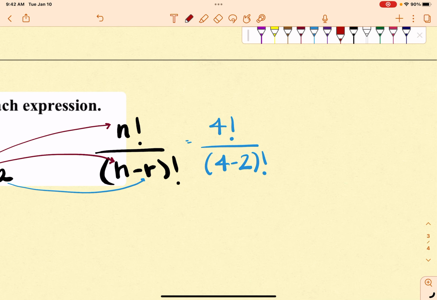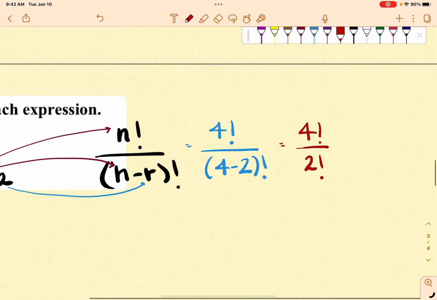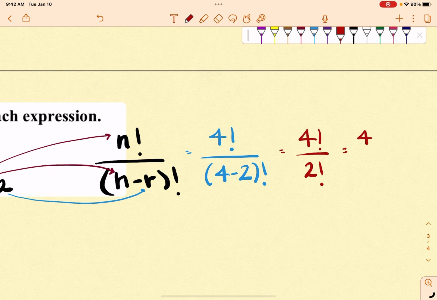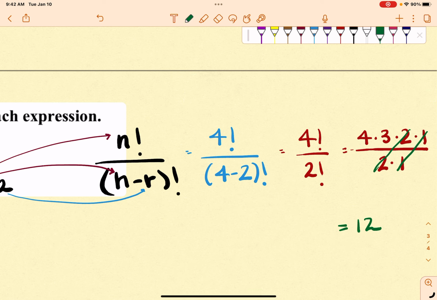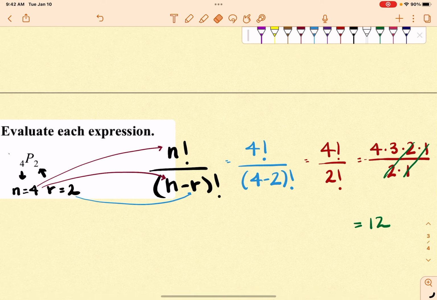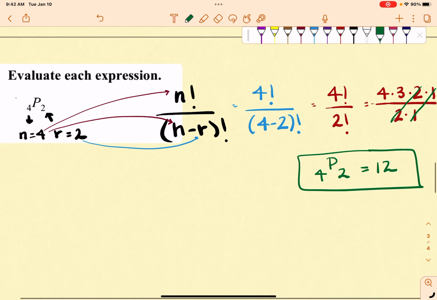So if I were to look at this, on the bottom, 4 minus 2 is going to be 2, so it's 2 factorial. So let's expand it. So 4 times 3 times 2 times 1 is the 4 factorial. In the bottom, it's 2 times 1, which means you can kind of see those would cancel out. So that just really leaves us with 4 times 3 on the top, which is going to be 12. So if I were to write, 4 permutations of 2, that's going to equal 12.